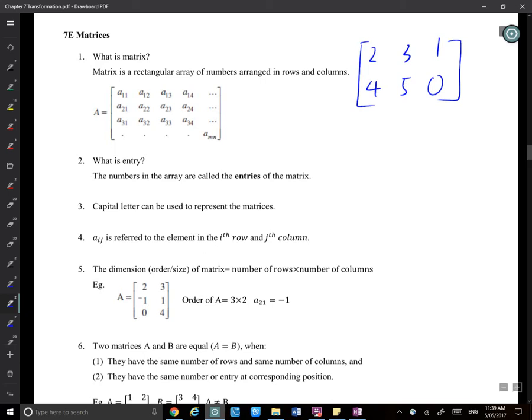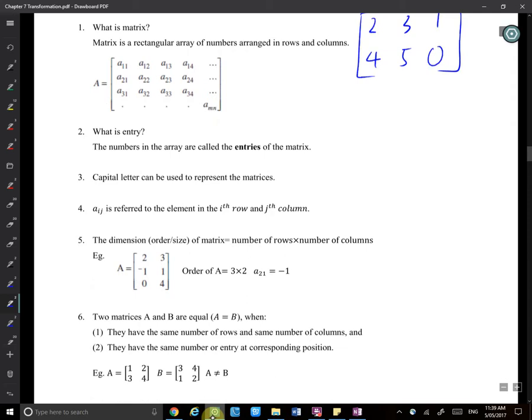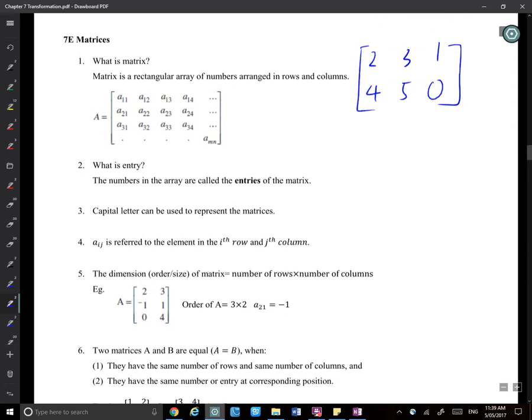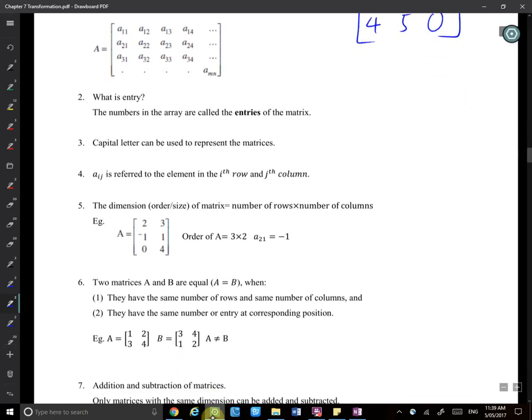What is an entry? The numbers in the array are called the entries of the matrix. So 2, 3, 1, 4, 5, 0 are all entries. There are 6 entries in this matrix. All the numbers you put in are called entries. A capital letter can represent a matrix. I can say capital A represents 1, 2, 4, 5. We normally won't use a lowercase a to represent a matrix, so it's all capital letters.